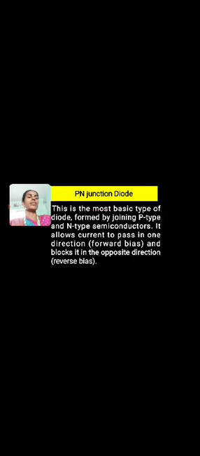This is the Zener diode. The dark side, the black side, is the negative terminal and the orange side is the positive terminal of the Zener diode. PN junction diode. This is the most basic type of diode, formed by joining p-type and n-type semiconductors. It allows current to pass in one direction, that is the forward bias, and blocks it in the opposite direction, that is the reverse bias. The current will flow only in the forward bias condition. This is the PN junction diode. Positive is the anode and negative is the cathode.